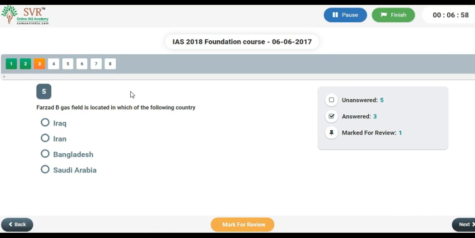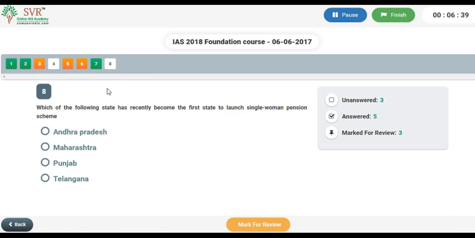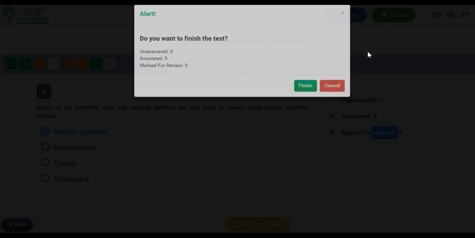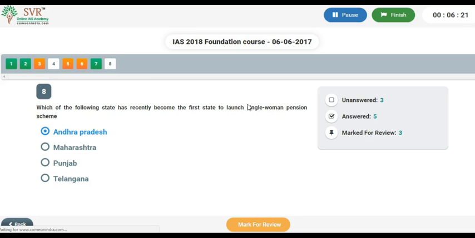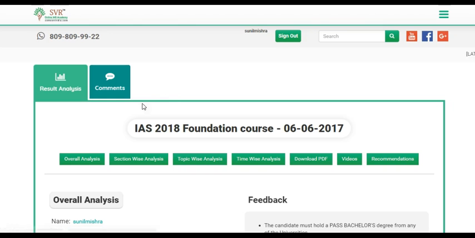I am not attending this question, and go to the next question. So I am in the last question. So far I have unanswered 3, answered 5 and marked for review 3. So just finish the test. It will give you a summary: unanswered 3, answered 5. Once you finish the test, it will take you to the result analysis page.